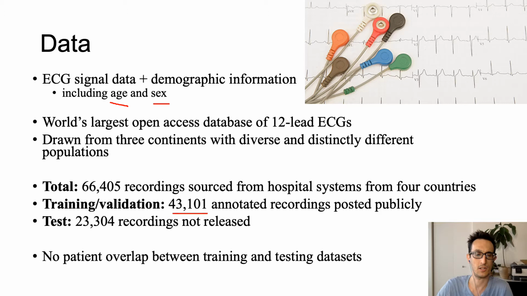And just over 43,000 of them were annotated and made publicly available for challengers to train and validate their algorithms on. The remaining 23,304 recordings were then not released. They were held back as hidden test data to evaluate submissions on. And then it was ensured that there was no patient overlap between the training and the testing datasets.